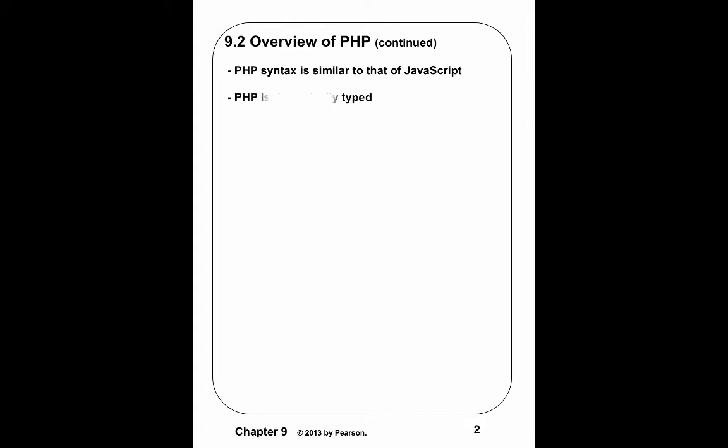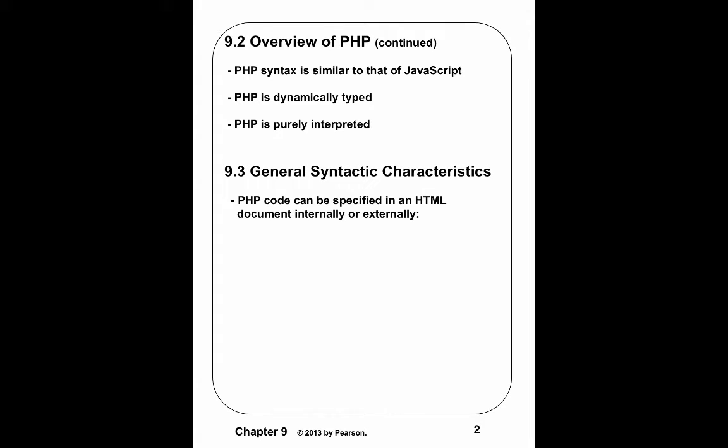Now PHP syntax is quite similar to JavaScript, so don't get confused. And it's dynamically typed just like JavaScript, so you don't have to declare the types of variables or arguments in functions. The PHP interpreter can try and infer what the type is. It's purely interpreted, so you can execute line by line. Instead of being compiled, like in other programming languages, it is interpreted.